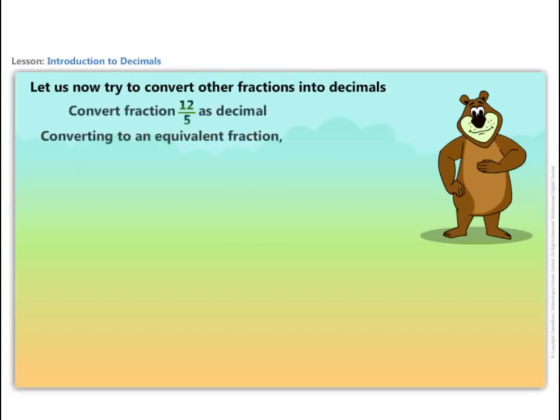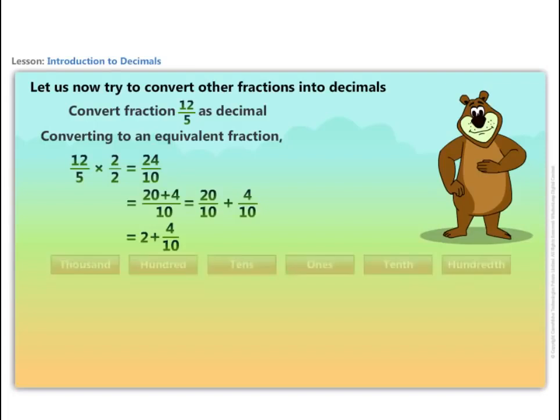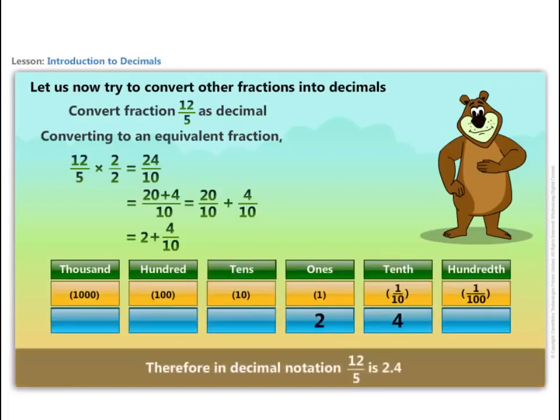For converting to decimal notation, the denominator should be 10. Therefore, we need to convert the fraction 12 by 5 into an equivalent fraction with denominator as 10. If we multiply both the numerator and the denominator by 2, we get an equivalent fraction which has 10 as the denominator. 24 by 10 can also be written as 20 by 10 plus 4 by 10. Putting it in place value table, we get the fraction in decimal notation as 2.4.